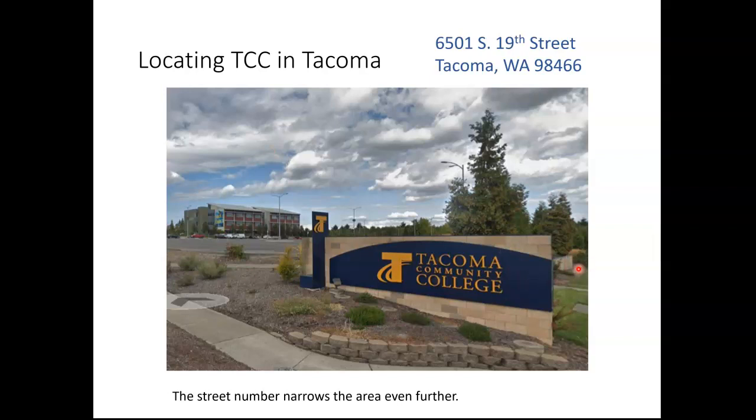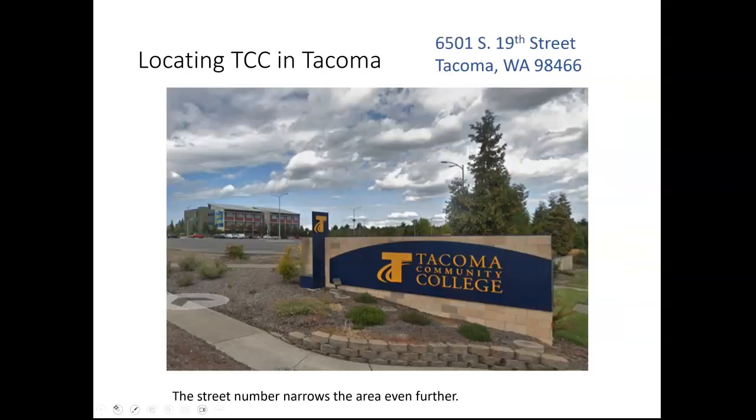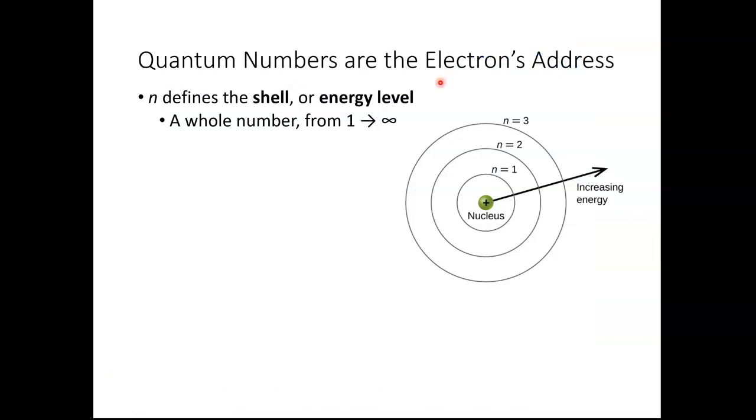Now, we can do the same thing, and much like with an atom and an electron, the atom is a large area, and there are these boundaries which show where the electron could be, much like TCC has these boundaries here. And so we could be at TCC, we have an address, but it could be anywhere within this region. And that's what we see with electrons in atoms. So here's the electron's address.